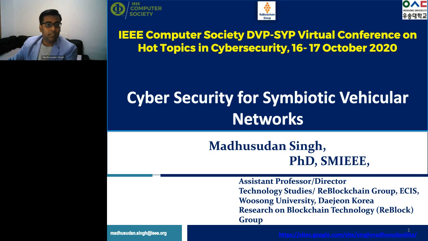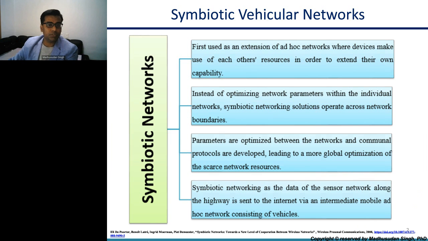So let's find out what a symbiotic network is. It was first used as an extension of ad hoc networks where devices make use of each other's resources in order to extend their capability. So instead of optimizing network parameters within individual networks, a symbiotic networking solution operates across network boundaries. In symbiotic networks, nodes and their parameters are optimized between the networks, and communal routing protocols are developed, leading to more global optimization of scarce network resources.